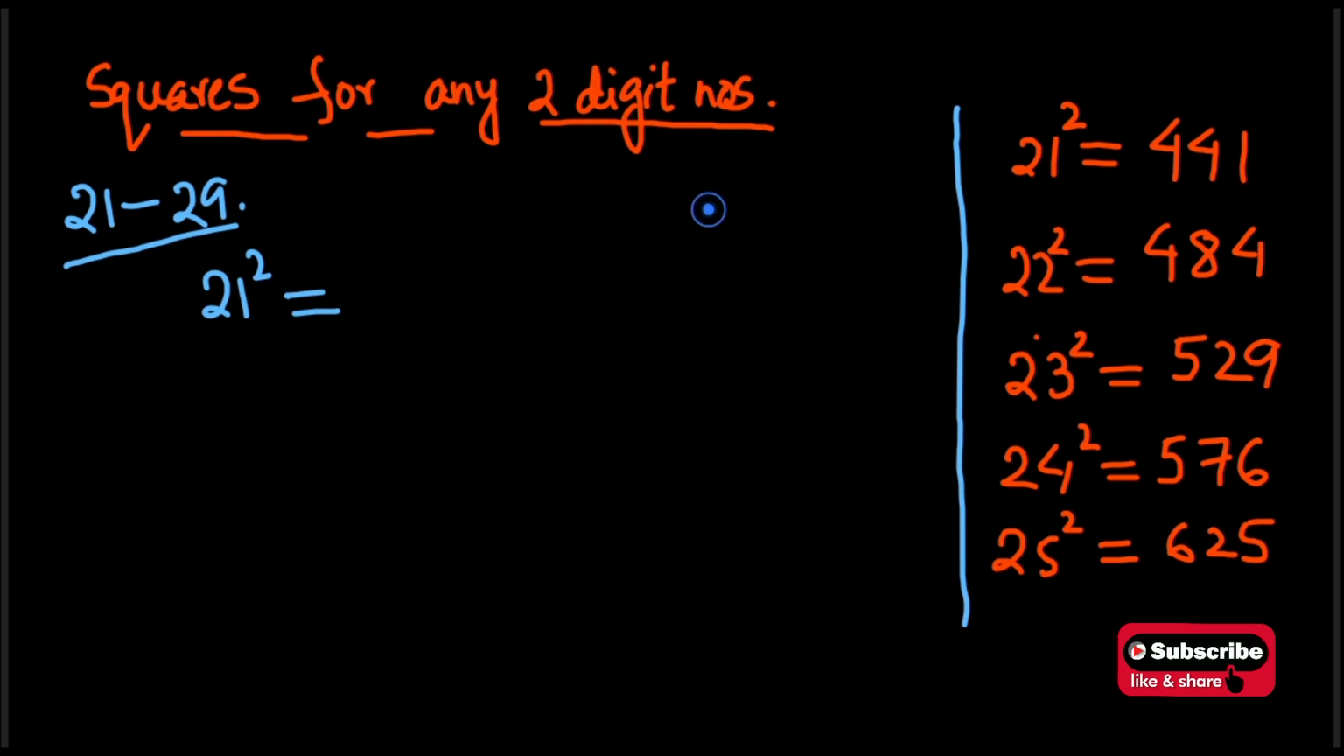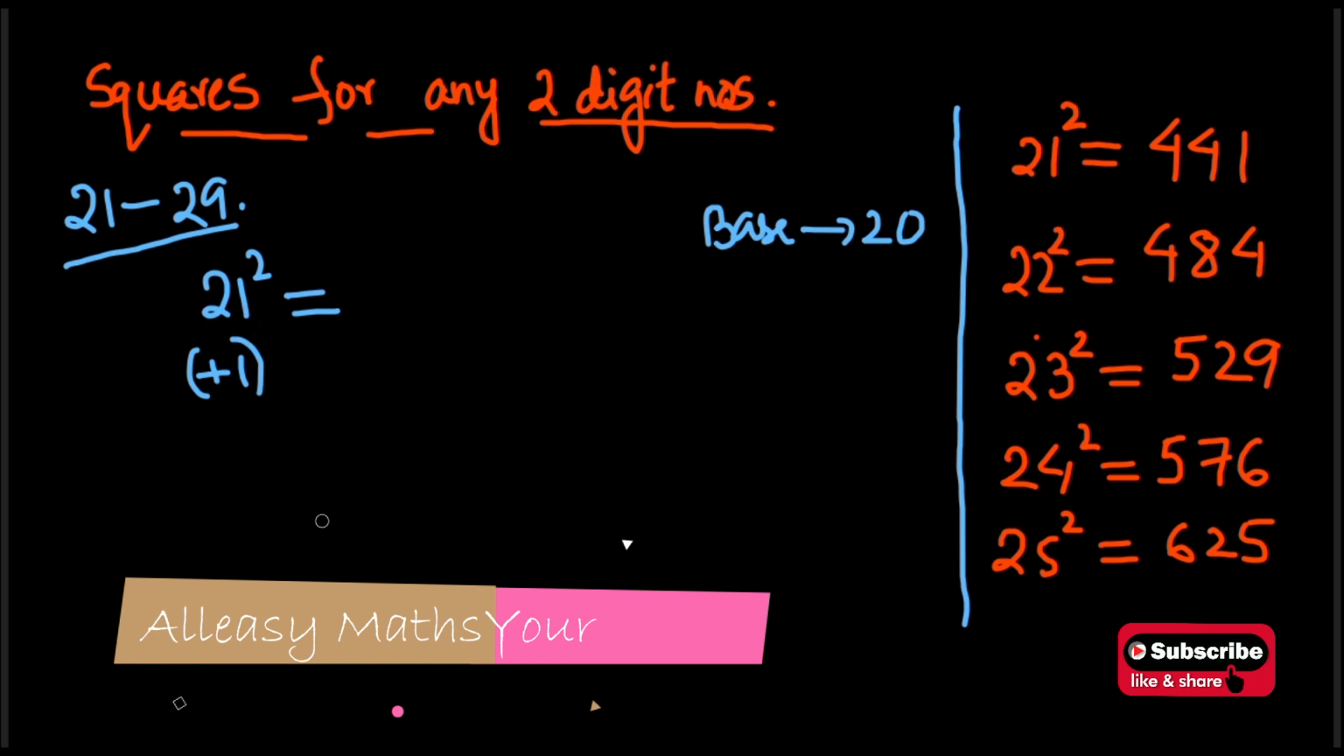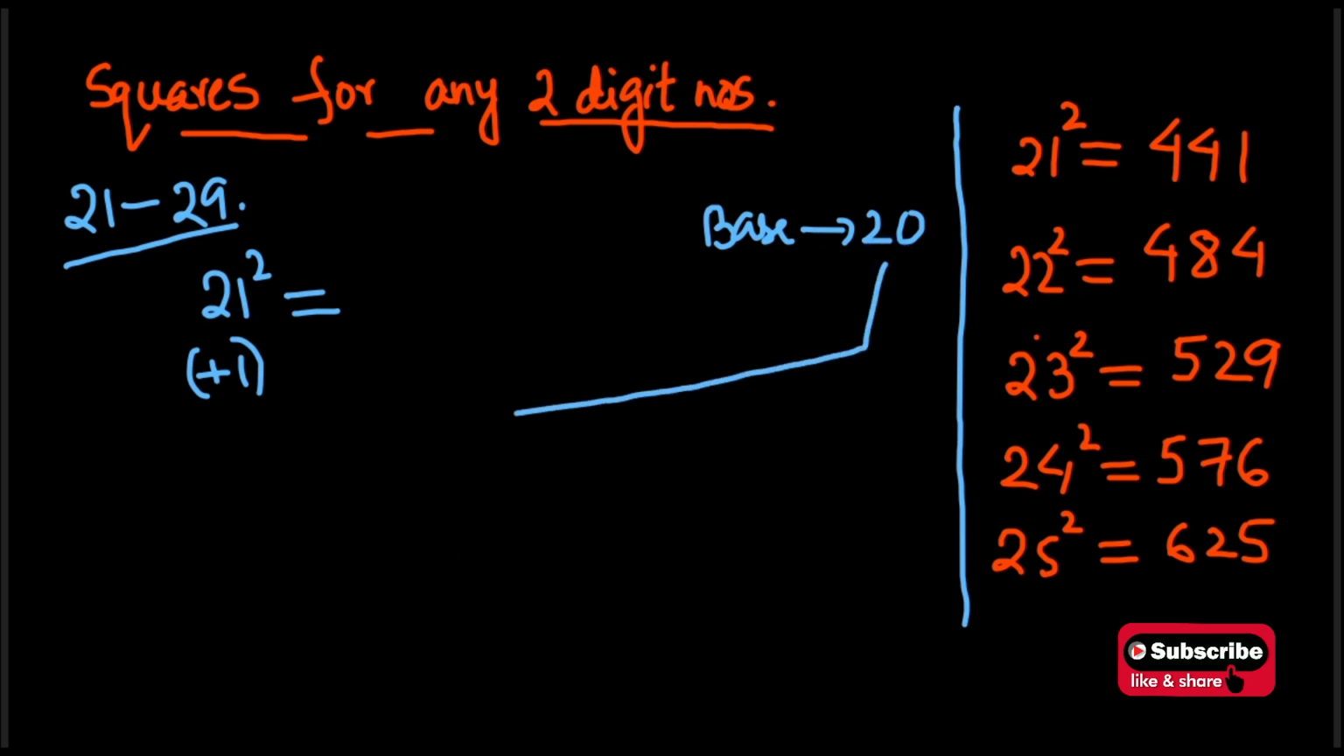to calculate 21 square. Now here we will take a base. The base is 20 because these numbers are near 20, and it will give a three-digit number. Now let's compare. 21 is how much greater than 20, so we will write +1 here, and remember, as I have said, it will give a three-digit number. Now how to calculate the first two digits and the last digit?